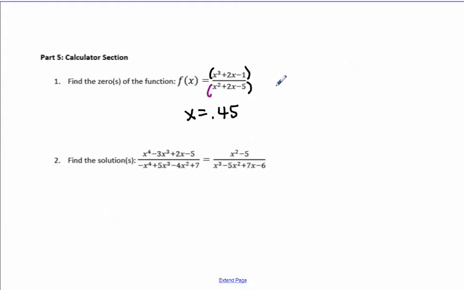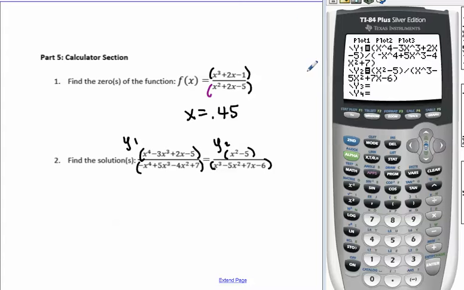For the second problem, we're going to find the solutions. So we're going to enter those two into the calculator. In your y1, you'll put the left side. Make sure you put parentheses around your numerator and around your denominator. And in your y2, you'll put the right side, parentheses around your numerator and denominator. So pause the video for just a minute and enter that in your calculator.